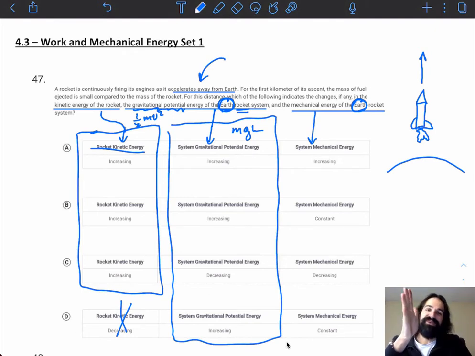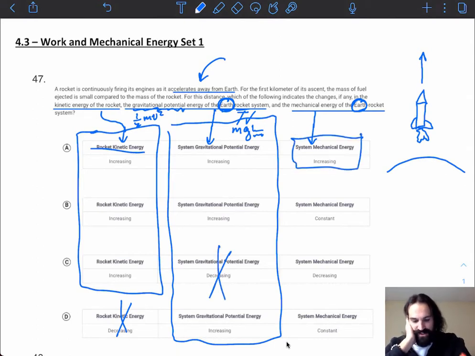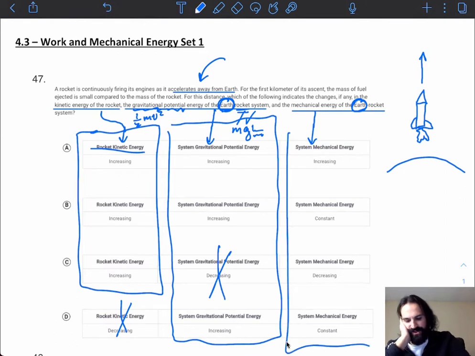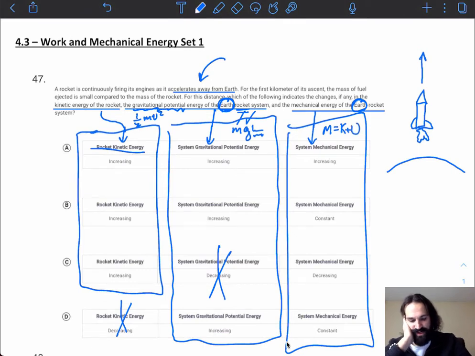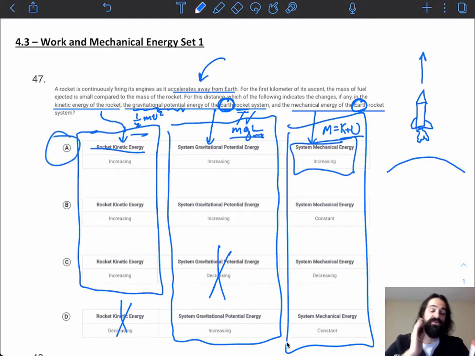The potential energy must be considered, which already brings me to my next point. m is constant, g is constant, but if it gets higher, potential energy is increasing, which rules out option choice C. Now we have the mechanical energy, but because mechanical energy is the sum of all other energies, kinetic and potential, if kinetic's increasing and potential's increasing, then mechanical energy must also be increasing. So the answer for that one is A.